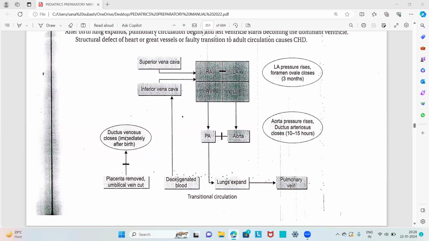The ductus venosus closes immediately after birth because of the removal of the placenta and the cutting of the umbilical vein. Then because of the crying of the child or the first inspiration, there will be expansion of the lung, which results in the flow of blood into the lungs for oxygenation. Then because the left atrial pressure rises, there will be closure of the foramen ovale after 3 months. So these are the changes occurring after birth.